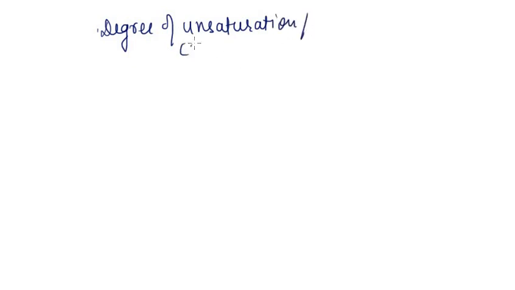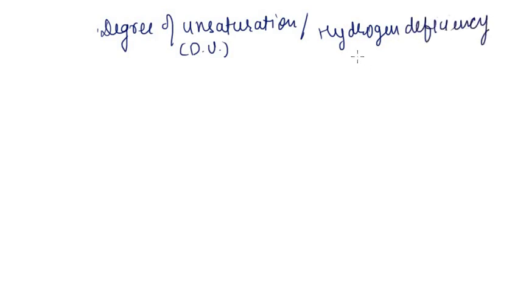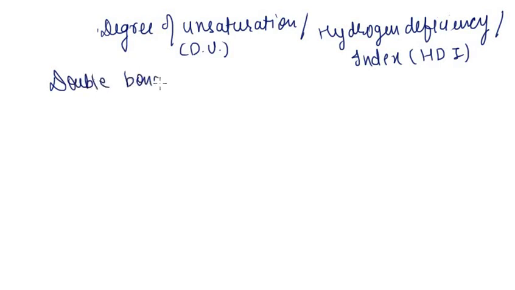Now let's talk about a very new topic: degree of unsaturation or DU, or hydrogen deficiency index, HDI, or double bond equivalent, DBE. So what do all these three terms mean?